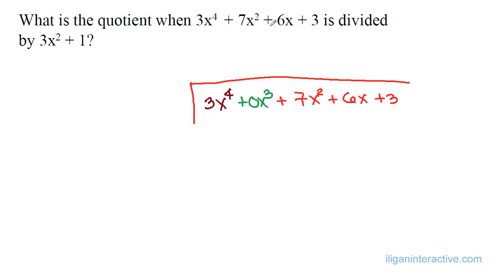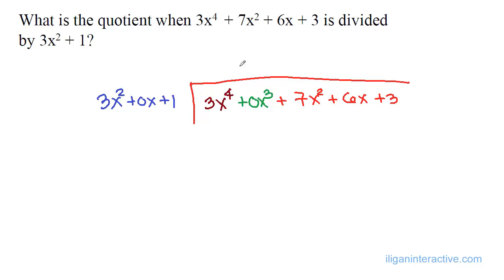Now on the other side, our divisor is 3x squared, and again we put a marker like a 0x in place when there is a missing variable with a certain exponent, plus 1. Again, the purpose for that is to simply align the terms properly. Now, to proceed with the division is what we do.